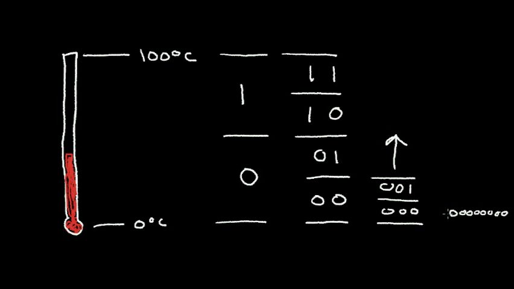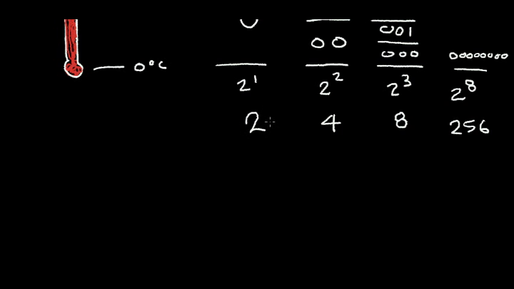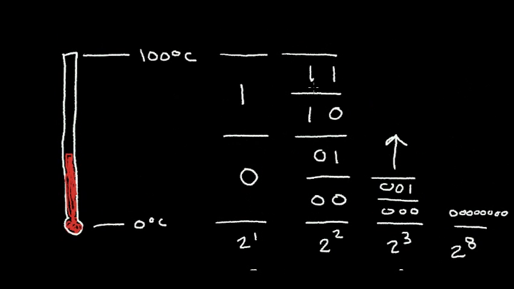And now I can get a very fine resolution. In fact, with 8 bits of data, I can get 2 raised to the 8th power, which is 256 resolutions. With 3 bits of data, it's 2 to the cube, which is 8 different states. And with 2 bits, it's 2 raised to the 2nd power, which is 4 states. And with 1 bit, it's 2 raised to the 1st power, which is 2 states of data. So the more digital bits of data, the more accurate digital thermometer I can make.